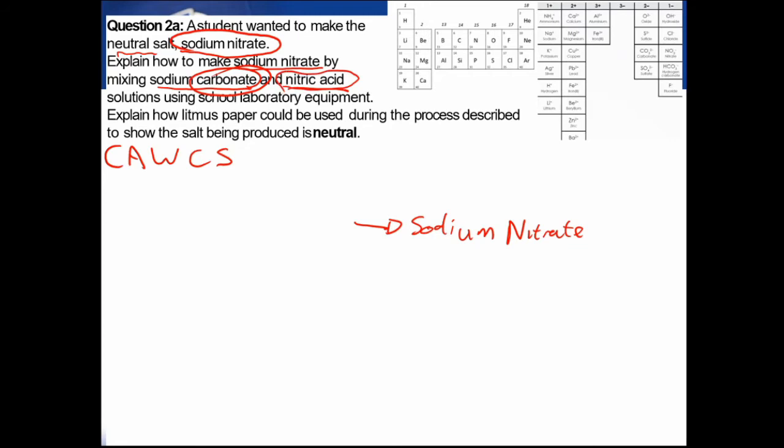Explain how litmus paper could be used during the process to show the salt being produced is neutral. And when we hear the word neutral, we know pH is 7. And when the pH is 7, the H pluses plus the OH minuses will give us water, and they will be in equal concentration. Okay, so we have now carbonate, which is sodium carbonate, plus nitric acid.